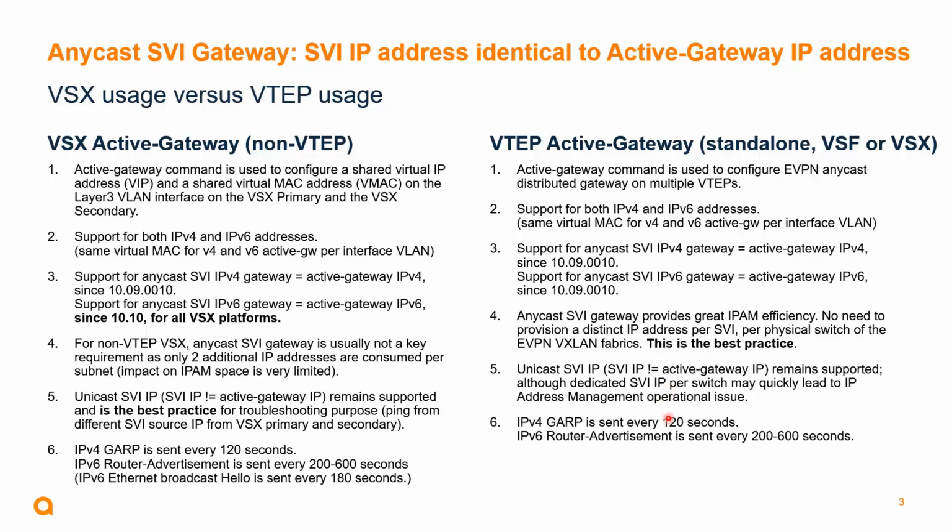In terms of gratuitous ARP, on both sides we have an IPv4 gratuitous ARP sent every 120 seconds, and an IPv6 router advertisement is sent between 200 and 600 seconds.